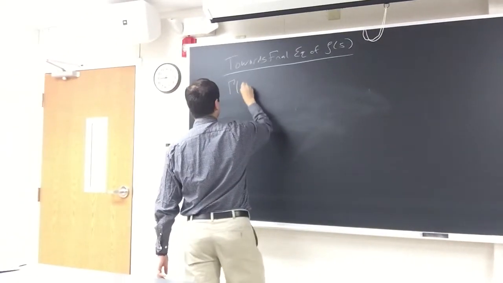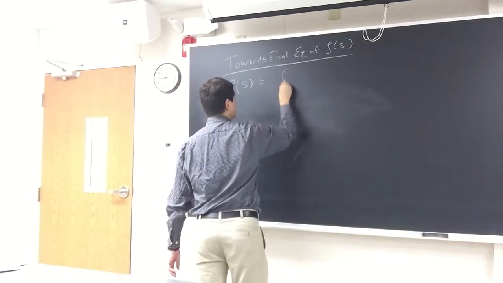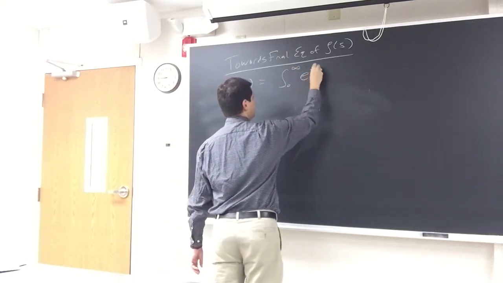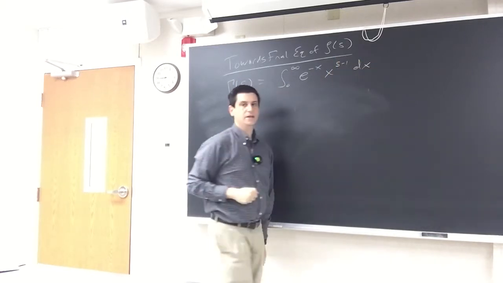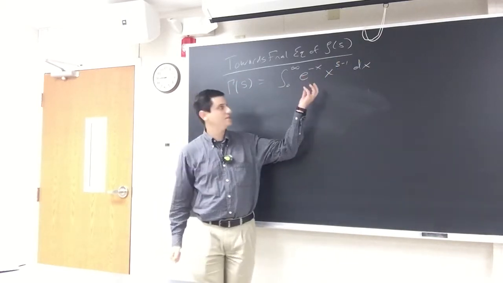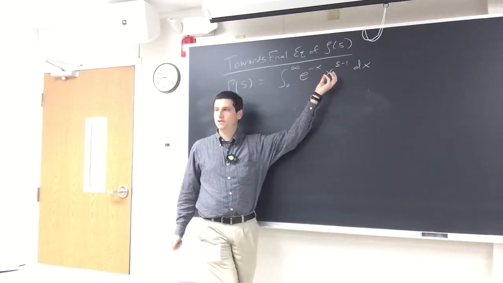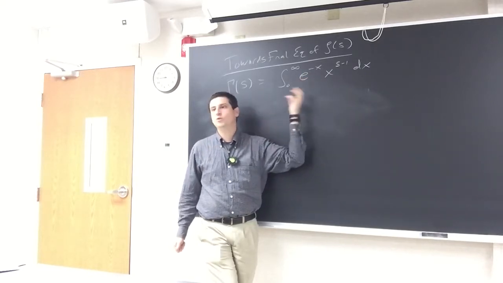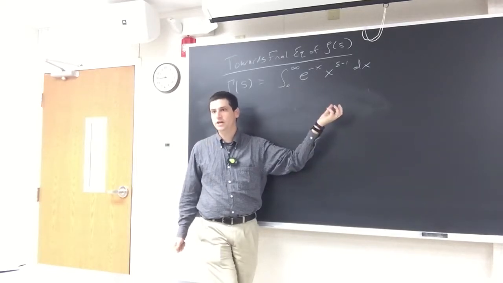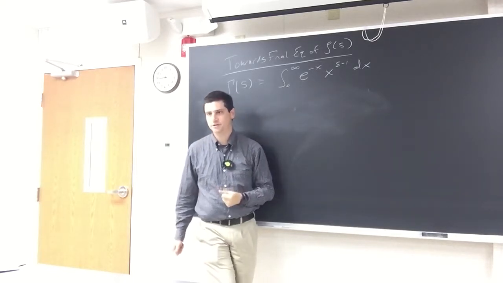Gamma of s is equal to the integral from 0 to infinity of e to the negative x, x to the s minus 1 dx. And we talked about how this integral makes sense as long as the real part of s is greater than 0. We showed that it has a continuation. Gamma of s plus 1 is s gamma of s. You can figure out where all the poles are, what all the residues are. The function 1 over gamma of s is very nice.